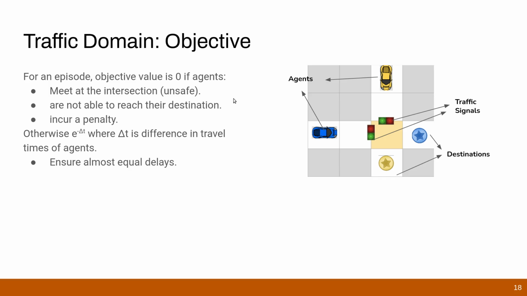The objective function, which is averaged over episodes, is 0 for an episode if the agents meet at the intersection, which we consider unsafe, or an agent is not able to reach its destination without penalty. Otherwise, it is based on the difference in travel times of the agents, which means that the best mechanisms are the ones that ensure almost equal delays.